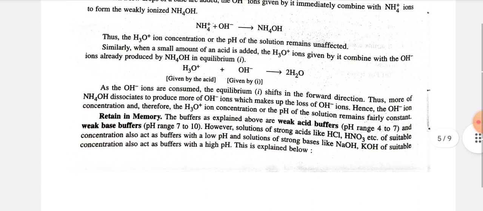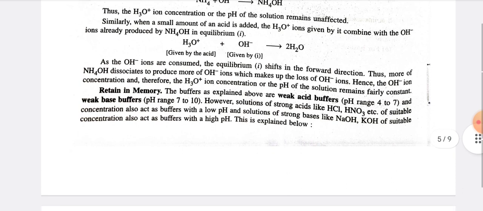H3O+ plus OH- gives us 2H2O. As the OH- ions are consumed, the equilibrium shifts in the forward direction. Thus, more of the NH4OH dissociates to produce more OH- ions, which makes up the loss of the OH- ions. Hence, the OH- ion concentration, and therefore the hydronium ion concentration or the pH of the solution, remains fairly constant.